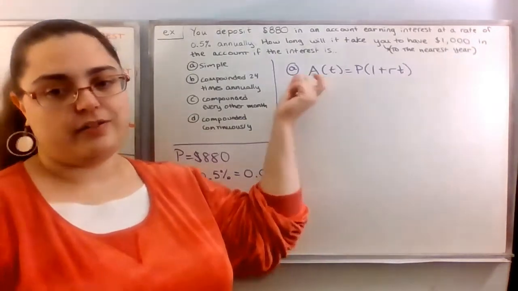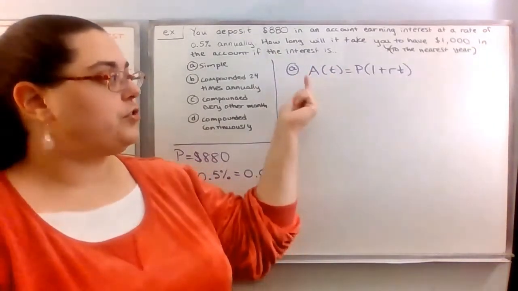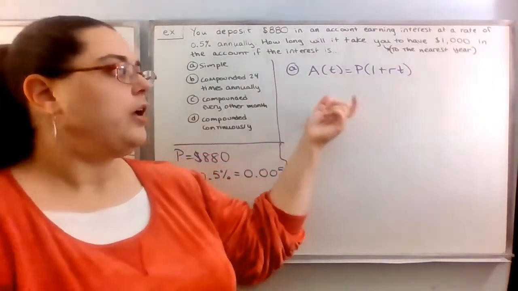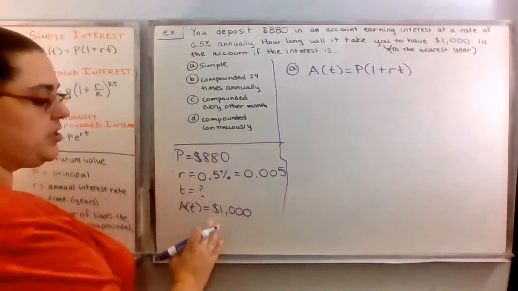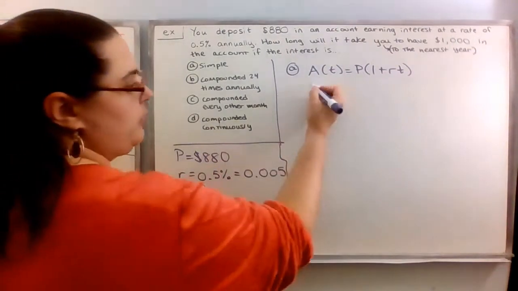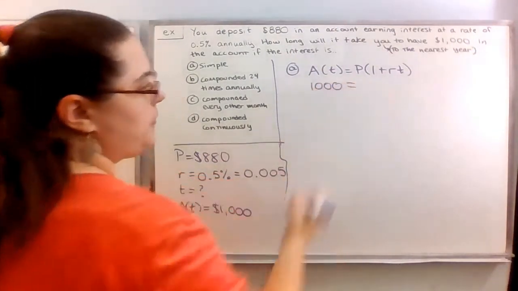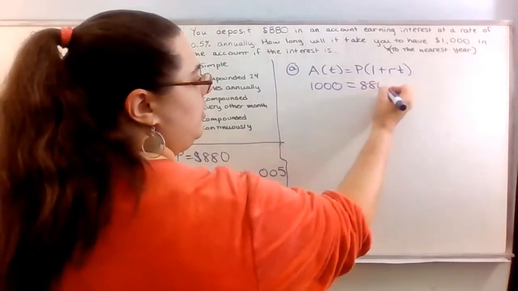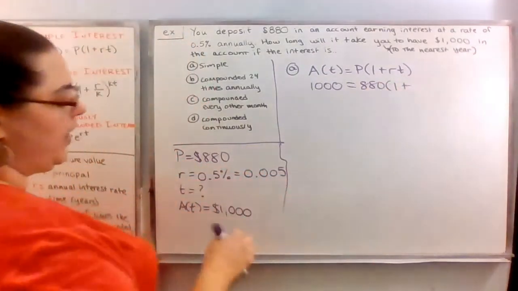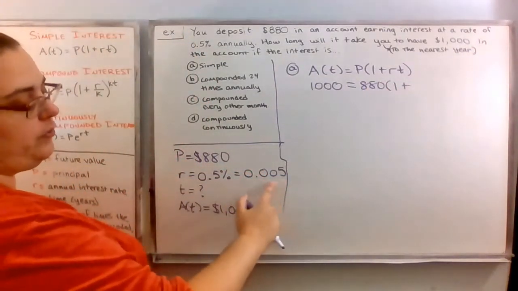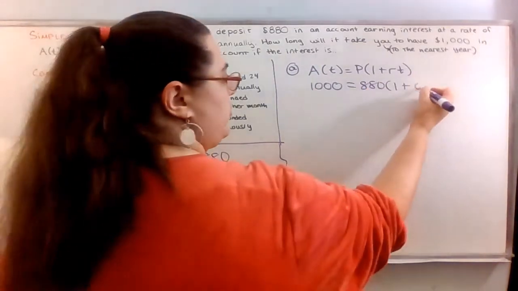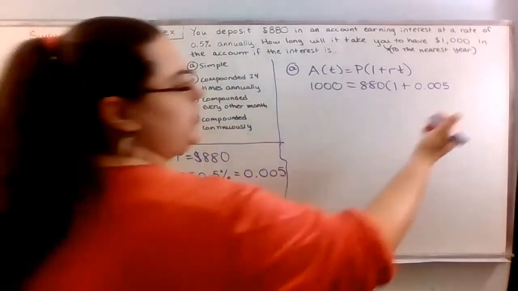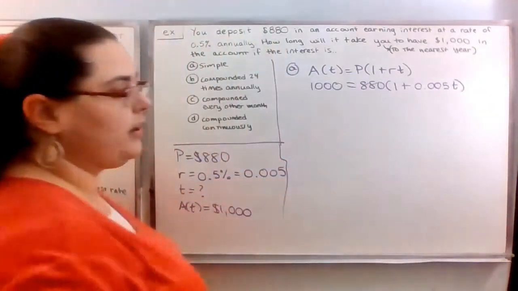So this doesn't mean the future value times T. It means the future value at time T. This is like saying f of x equals whatever. So for A of T, we're going to substitute in this future value of $1,000 that we wish to have. The principal we're starting out with is 880. Our interest rate is 0.005. And T is what we're looking for, so we're going to leave that as T.